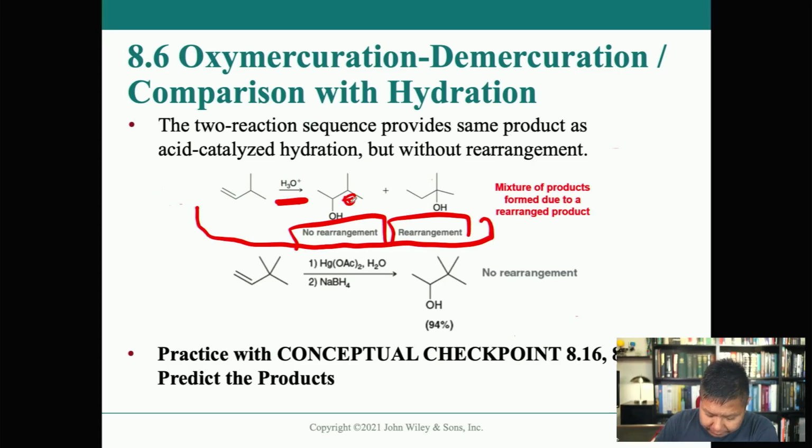But if you were to use the mercurium ion instead, it forms that cool little triangle there to stabilize the carbocation. Then you get 94% of the non-rearranged Markovnikov addition. So it won't move over here like it did up here, because it didn't have to move that carbocation. The carbocation will stay on that carbon there.